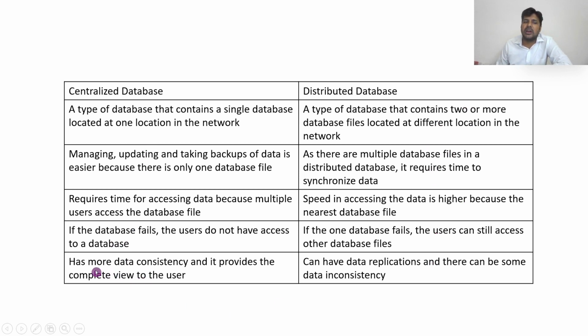Here what happens? There is more database consistency, meaning any changes done in the centralized database are automatically updated everywhere, right? But here, any changes done in different servers have to be updated with the others, right? So there may be a chance of data inconsistency, right? So that's the difference between centralized and distributed.